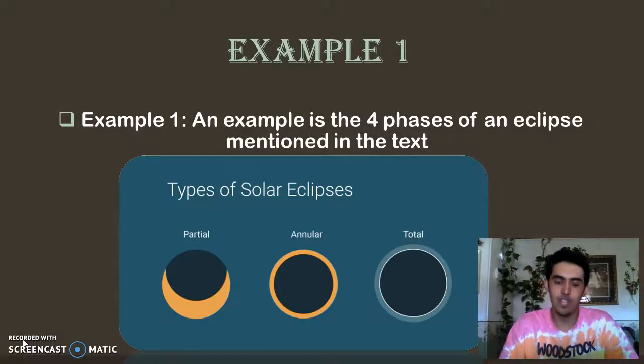This teaches us, as scientists have discovered through astronomy, that the eclipse is different in certain parts of the world. This example is too basic to understand the composition of the scientific text. The other example is that looking directly at the sun, even during an eclipse, can cause permanent eye damage.